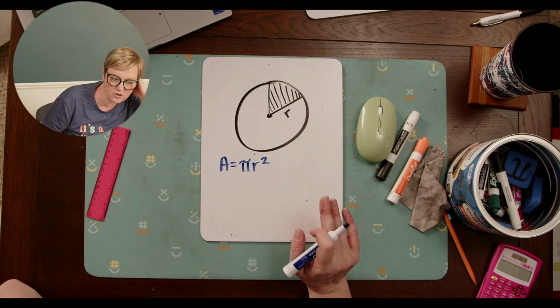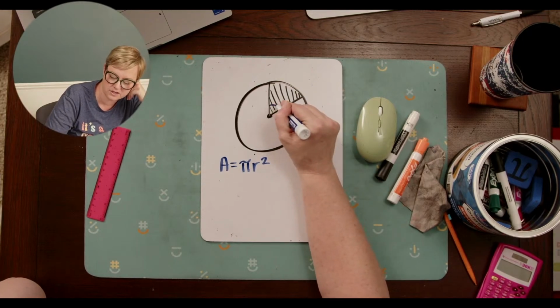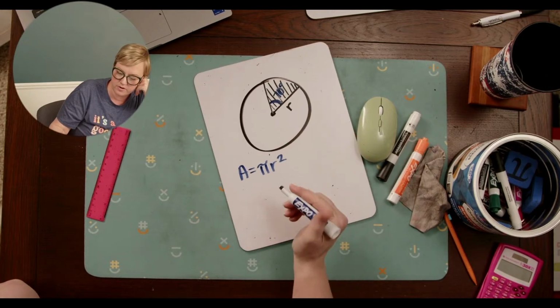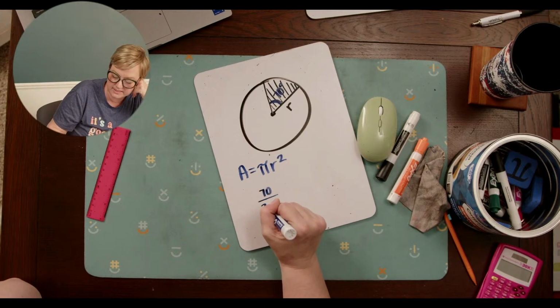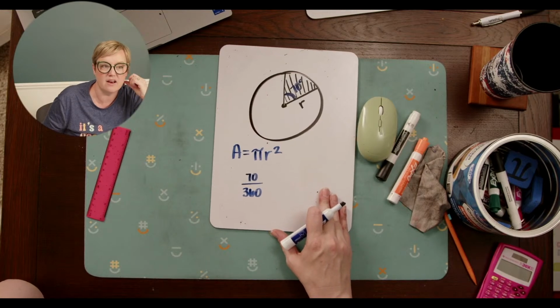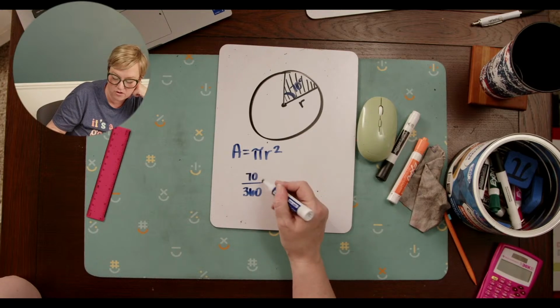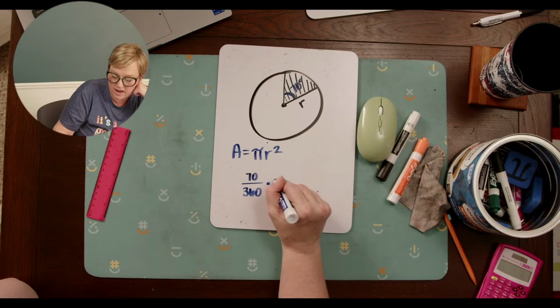So when you're looking for the area of a sector, if you have this in degrees, let's say that is, I don't know, 70 degrees, so your angle is 70 degrees. That would be 70 out of 360, because it's just like a fraction. It's that theta, that angle measurement out of 360, times the area.